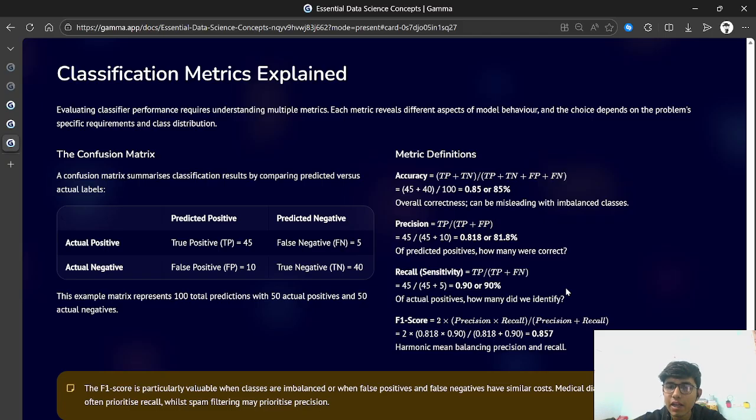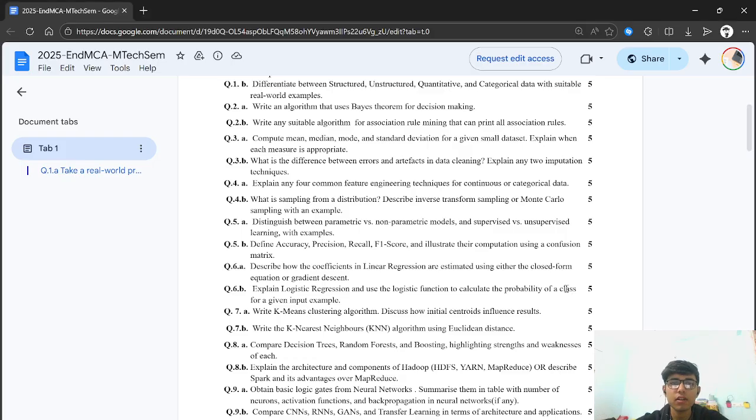When false positives and false negatives have different costs, medical diagnosis and fraud detection often prioritize recall, while spam filtering may prioritize precision. So this was the confusion matrix example, and this solves our fifth question.